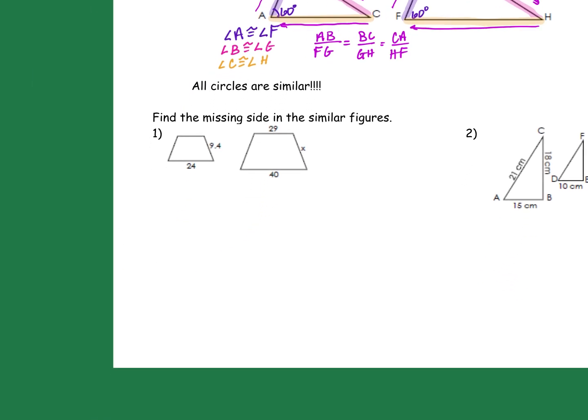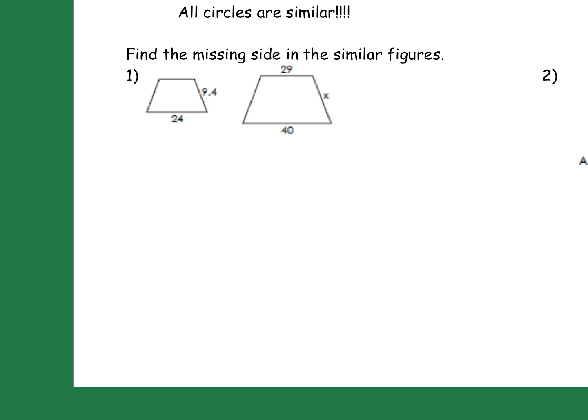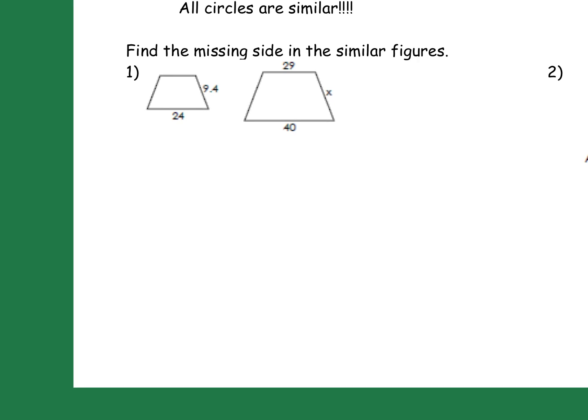I'm sorry. So there's two different ways I can set up the proportion for this. Okay? So I can say, here's my X. My corresponding side is this one. And then I want to look and see what two sides I actually know. So I have two sides on the bigger trapezoid, but on the smaller trapezoid, I only have one side, which is the 24. So which side corresponds to 24? 40. Good. So those are the two numbers I'm going to use.